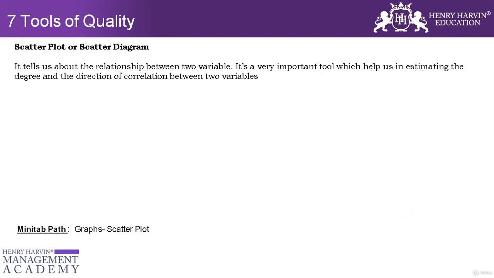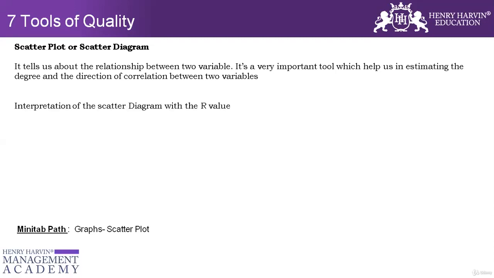At least two variables to compare, maybe an x or a y, to establish the relationship. So it tells us the relationship between two variables. So a scatter plot helps me identify what sort of a relation x and y have. It's a very important tool which gives us the direction of the correlation between two different variables. It tells me what sort of a relation there is between two variables.